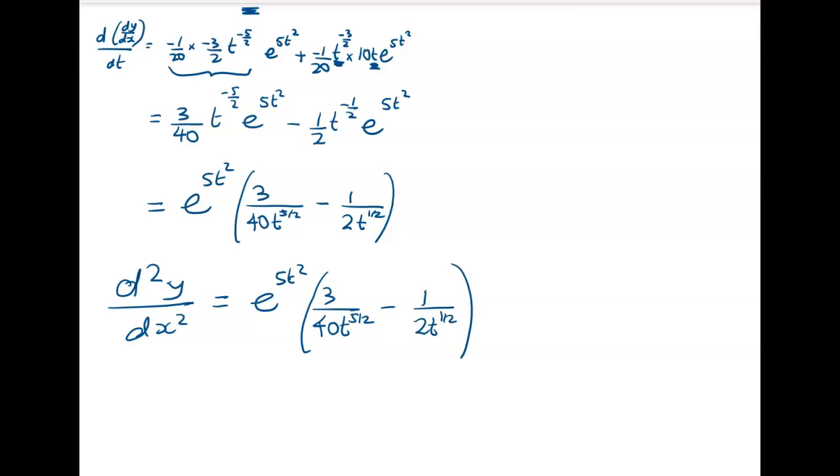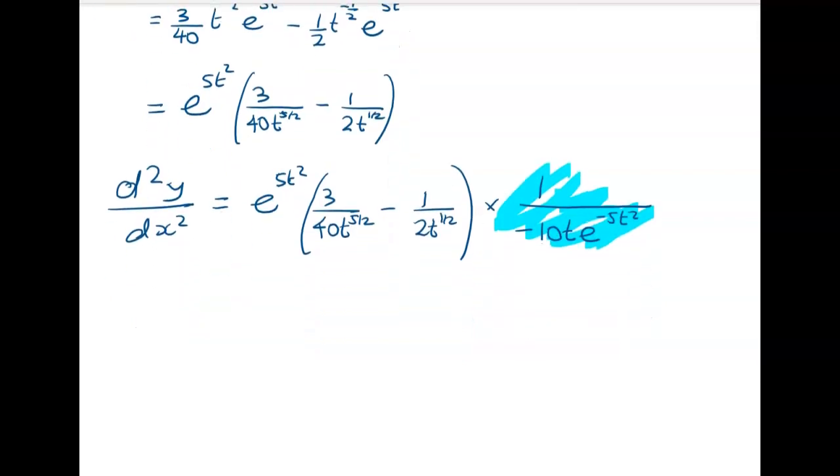And now I'm going to times it by dt by dx, which is 1 over negative 10t e to the negative 5t squared. And this comes from the work we did earlier. Now we're asked to figure out where that's equal to 0.